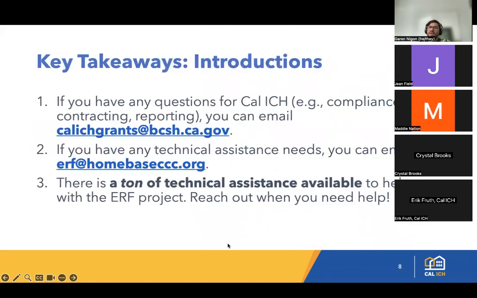So just a couple key takeaways. Here are these two email addresses for you to send messages to if you have any questions. If you have questions for CalICH, things about grant compliance, contracting, reporting, you can email this CalICH email address. If you have any technical assistance needs, any questions that you think you need some TA on, send a message to this erf@homebaseCCC.org email address. Lots of resources available to help you with this project. Just reach out whenever you have any questions or when there's anything you need.